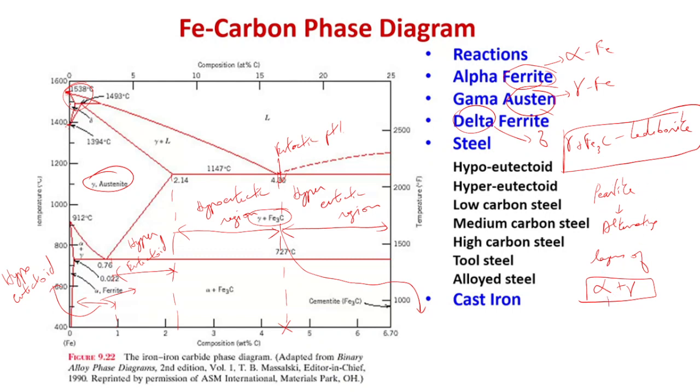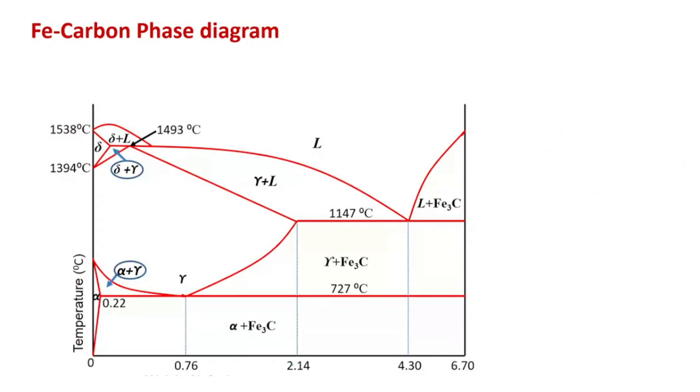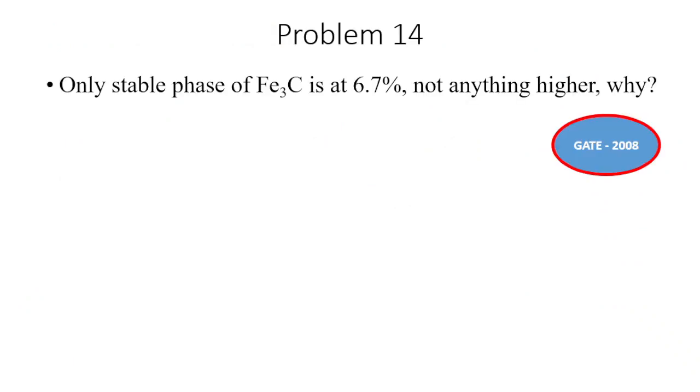So these are the different phases, and finally, yes, there is cementite, which is Fe3C. These are some of the possible 1 marks that can be asked. So let's move on. Now let's see one problem.